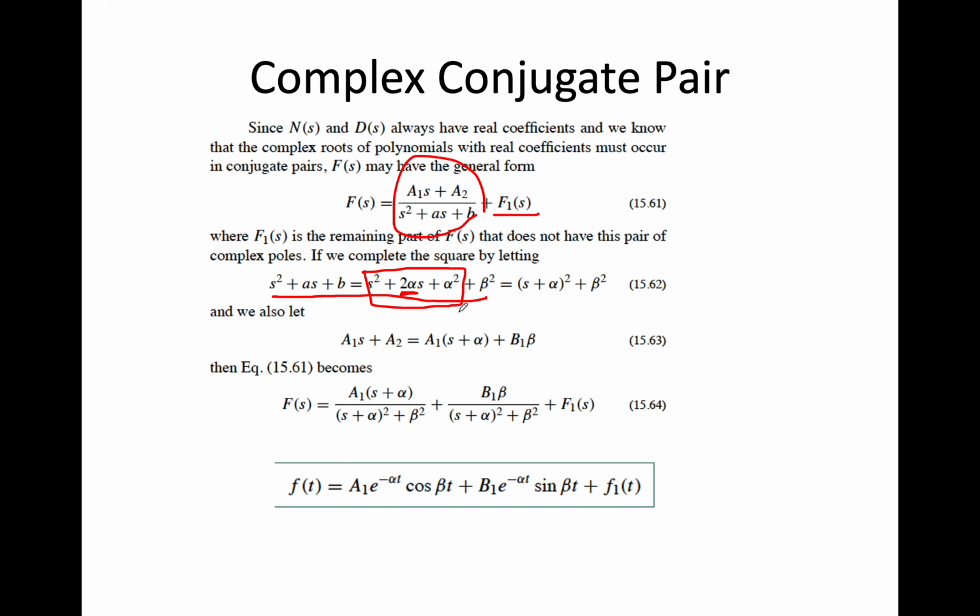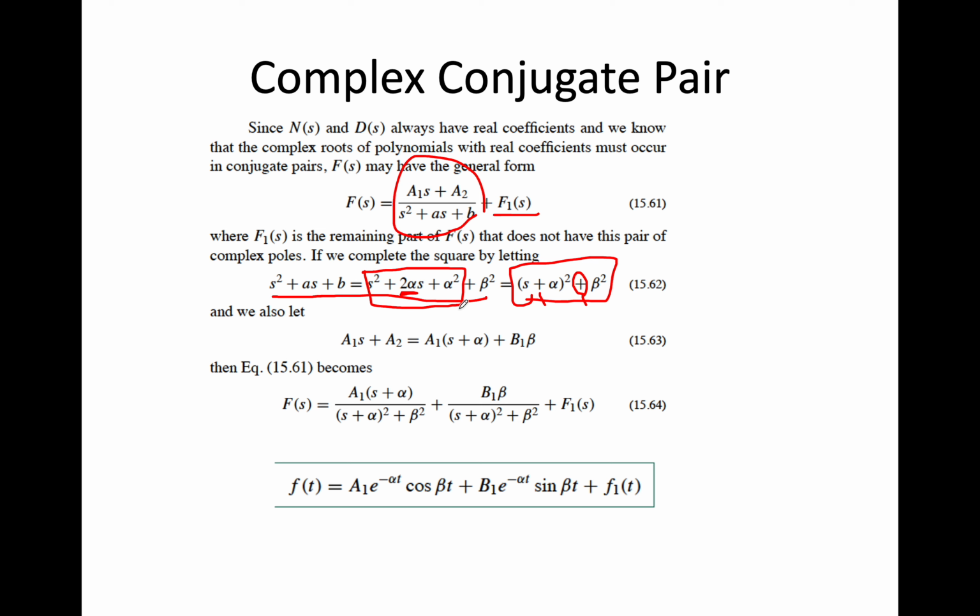Once you complete the square, it's always going to look like this if you've done it correctly, and you'll have a plus sign here and a plus sign here. If you get a negative sign here, that means this denominator would have factored into real distinct roots, and you need to go back and refactor it and be sure you didn't make an error.